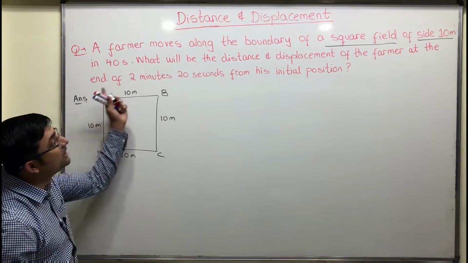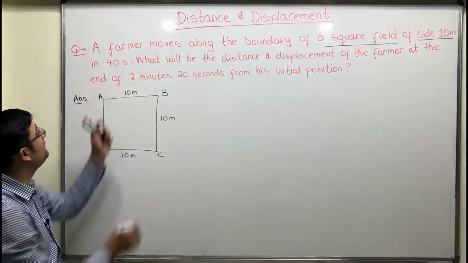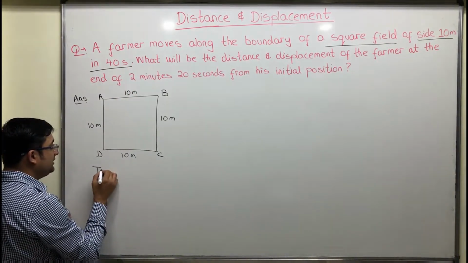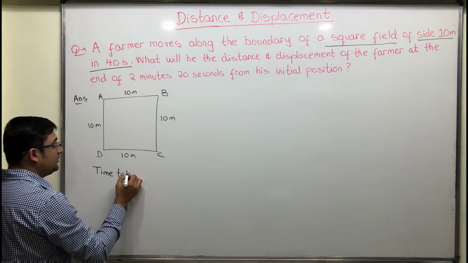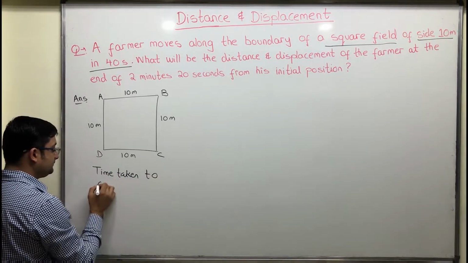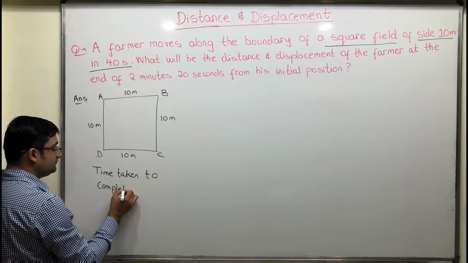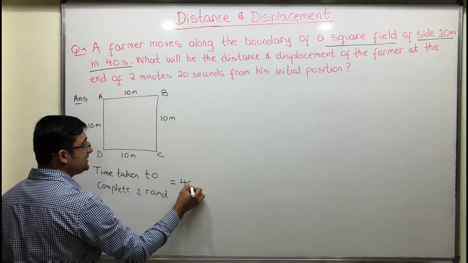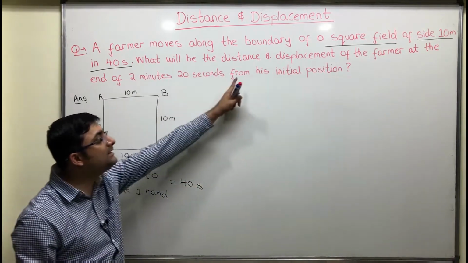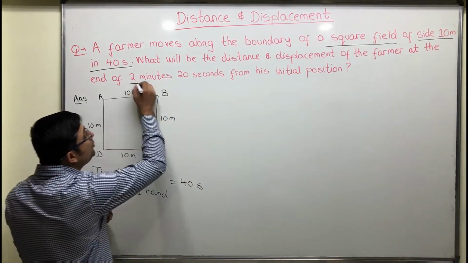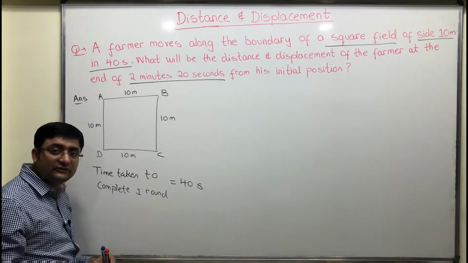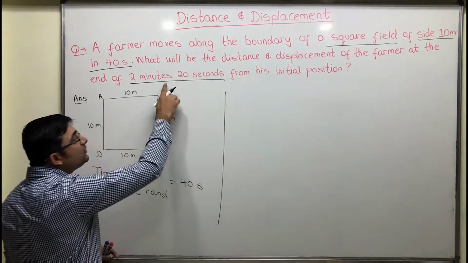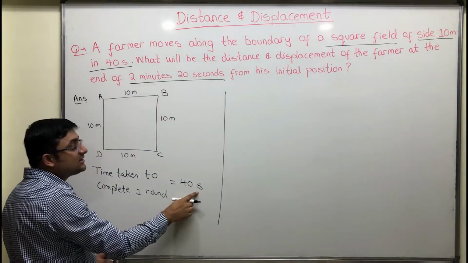Now we are given he completes one whole round in 40 seconds. So time taken to complete one round is 40 seconds. So I'll mention over here time taken to complete one round, this over here is given to us as 40 seconds. Now, what will be the distance and displacement at the end of 2 minutes and 20 seconds? So the first step is we have to find how many rounds he is taking. So that's what we'll find. For that we have to convert this time purely in seconds. Why? This is given to us in seconds.